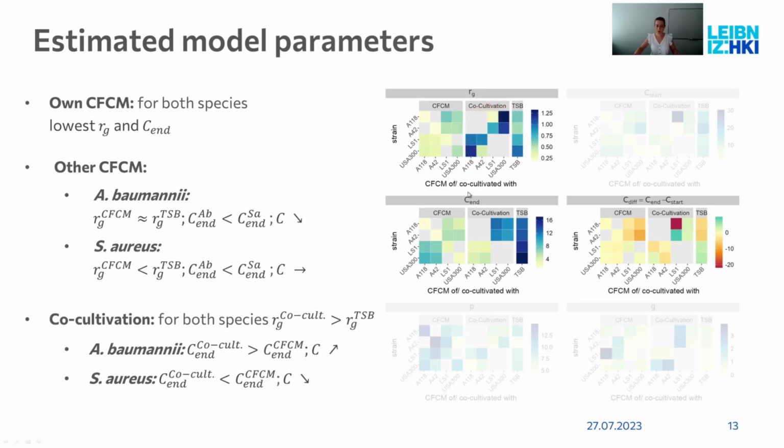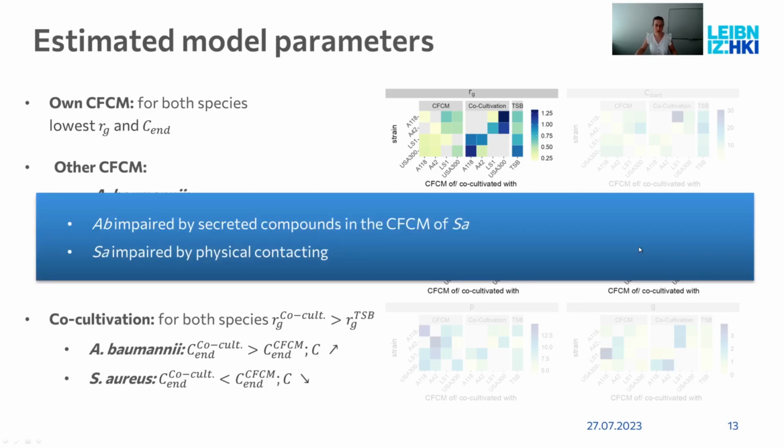And what we also observe is that the end value for A. baumannii is now much higher compared to the growth in the CFCM medium, while the opposite is the case for S. aureus, where we have lower end values than in the CFCM medium. And we also observe a different trend in the increase or decrease of the carrying capacity. So now we see an increase for A. baumannii and a slight decrease for S. aureus.